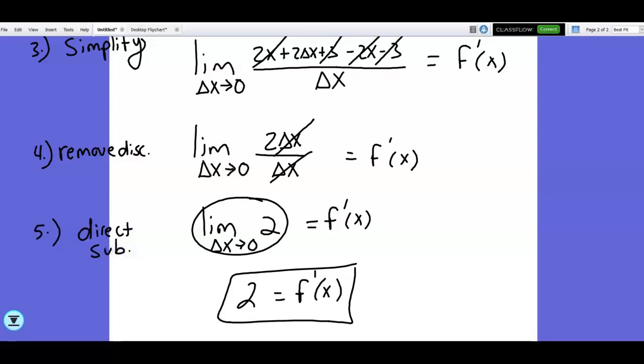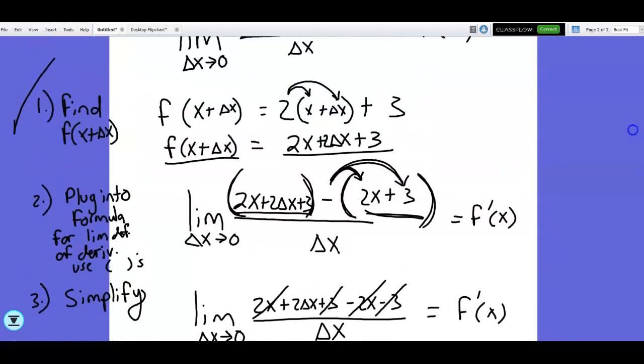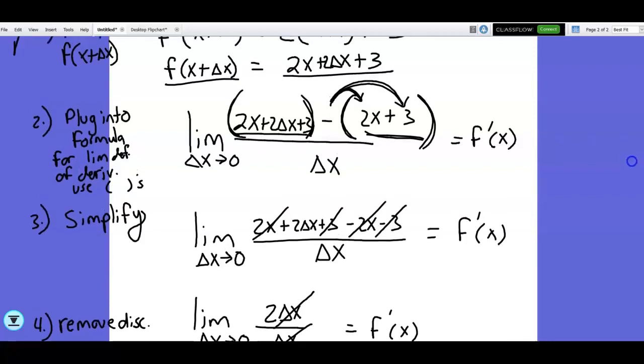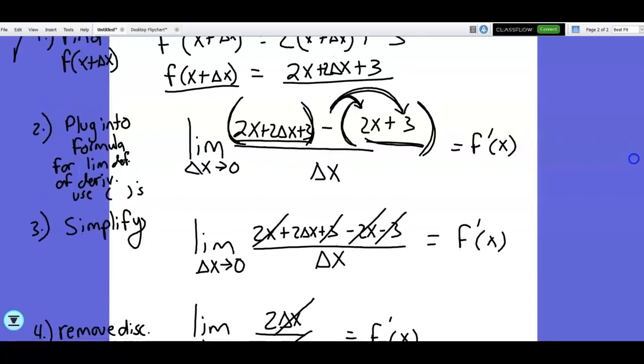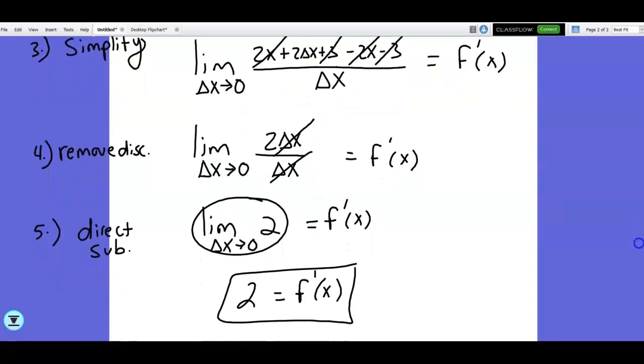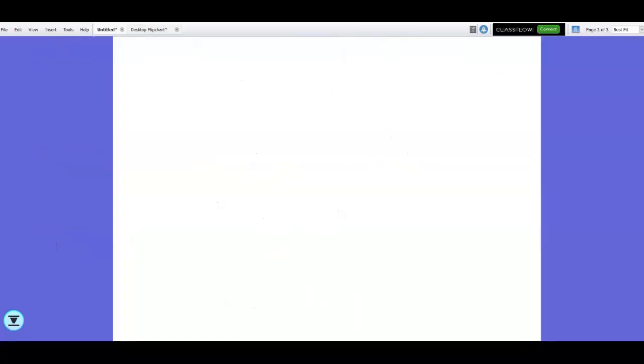Okay, so there's our steps. All right, so step 1, find f of x plus delta x. Step 2, plug into your formula. Step 3, simplify. Step 4, remove the discontinuity. Step 5, direct sub, and you have your derivative. All right. So let's do an example that's a little bit like that for you guys now.